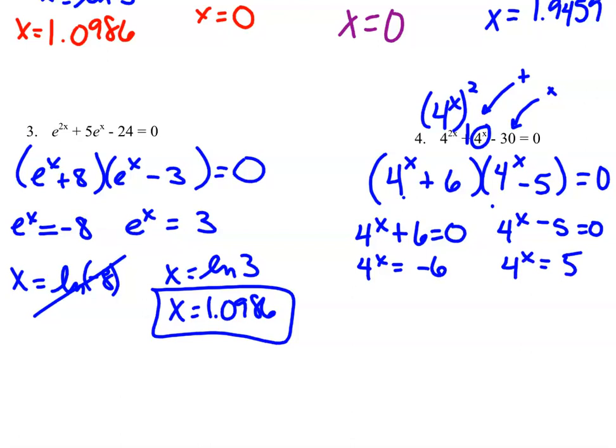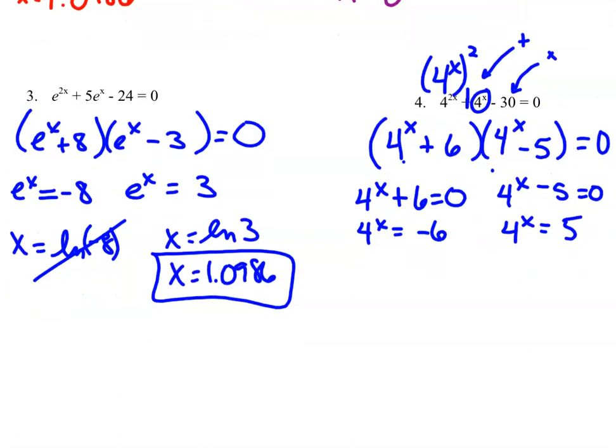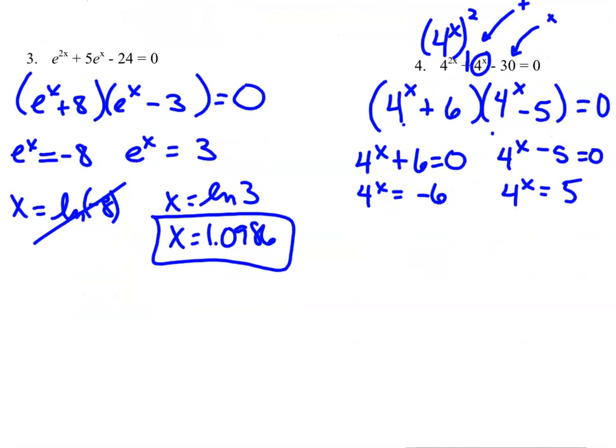And now we can take the log of both sides. There's no e in this one, so we can use natural log. We don't have to. We can just use a common log. Log of 4 to the x equals the log of negative 6. But right here, you're taking the log of a negative, so we don't even have to finish that one. It's not going to work. All right, we cannot take the log of a negative number.